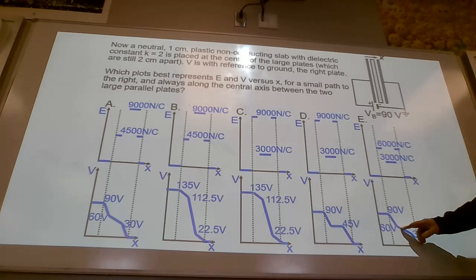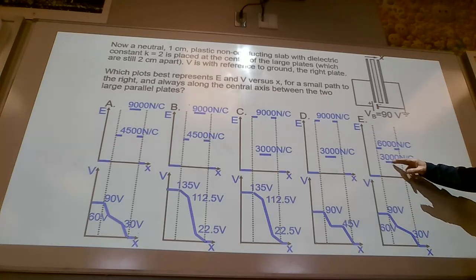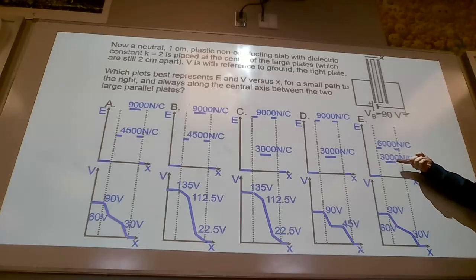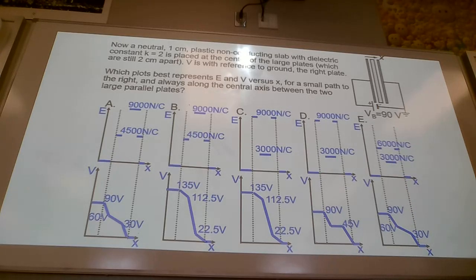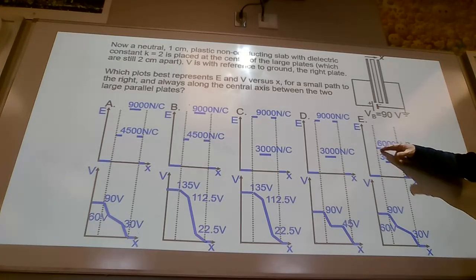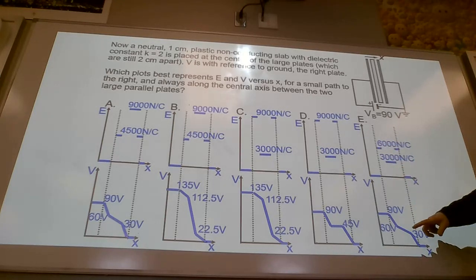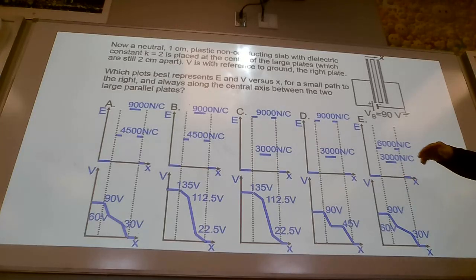Now, from here to here, you have a weaker electric field. The slope of this is less. In the dielectric, you have a shallower slope. And so you have a steeper slope there and there to make up the difference. So it's going to be more than 4,500 to make up the difference in the elevation, but this is still contributing somewhat. So you're not bumping up to 9,000 like you did with the conductor.